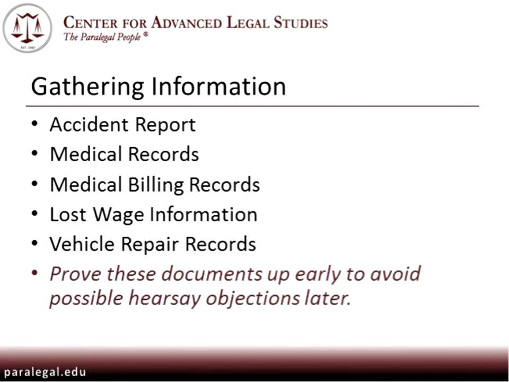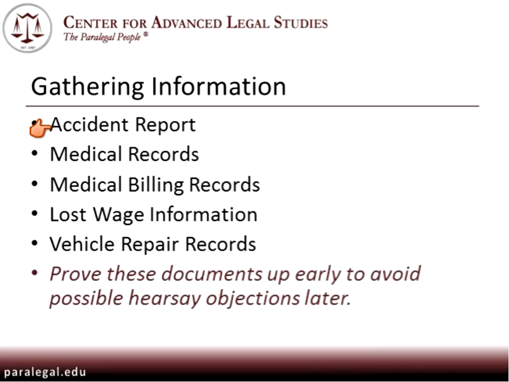Part of your job as a paralegal, or primary part of your job if you're going to work for a litigation firm, is probably going to be information gathering. You're going to be wanting to get the accident report. Again, you want to get a certified copy of the accident report. I'll explain why you want it certified here in a minute. You're going to be obtaining medical records and billing records, and these are different, and you may be requesting them from different people as well.